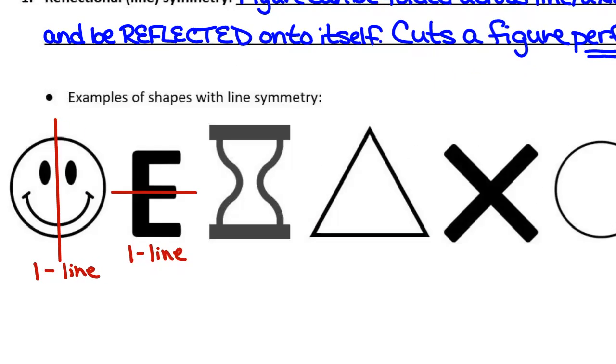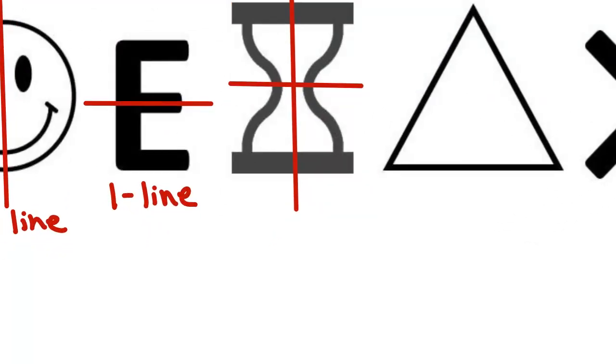And then I have my little hourglass here. Can I cut this one perfectly in half? Where can I draw my line? I can draw it vertically, absolutely. The left is identical to the right. And I can also draw this horizontally. The top is identical to the bottom if I fold the top down on top of the bottom. So this shape has two line symmetry.